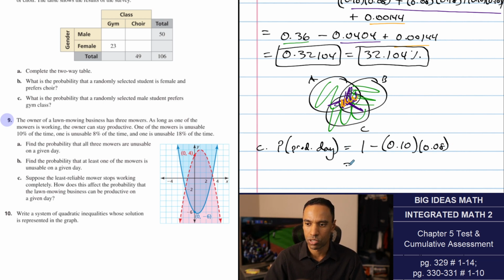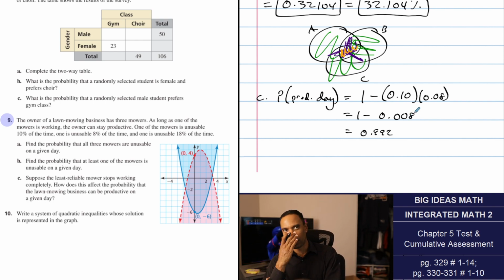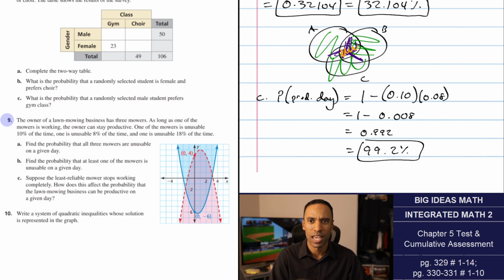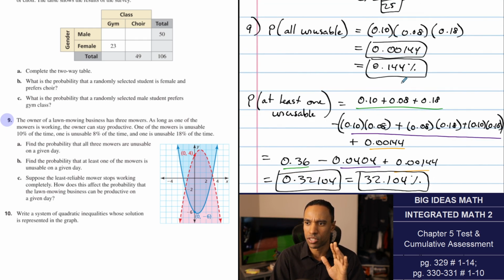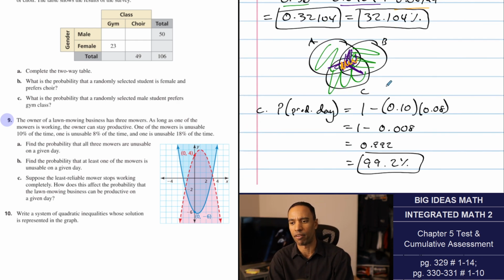Which I believe is 1 minus 0.008, because I think you divide it by 10, so I think that's 0.992. Wait, the other one's completely unproductive. I think that's fine still. So 99.2% chance that you're still going to be in business. Is that right, though? Because the other one was 0.144% chance. So yeah, that one's still above it.